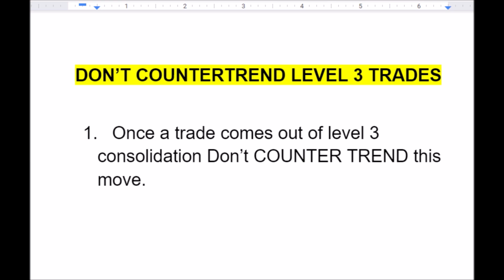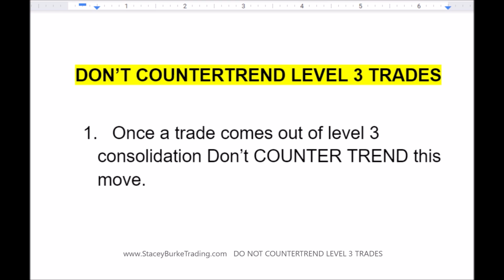Today we're talking about not counter-trending level 3 trades. A question I received, which is very important to understand: a trader traded against a level 3 trade the other day, looking for the reversal, when in fact the trade was actually in process and moving strongly, and they were stopped out. And so obviously they missed the original move.